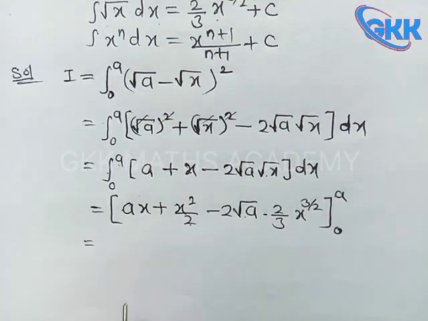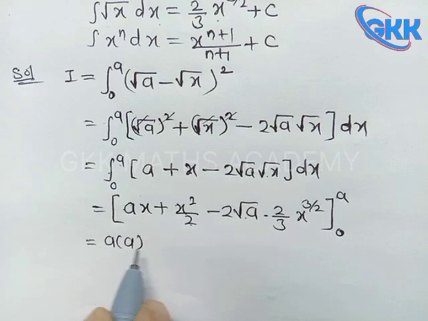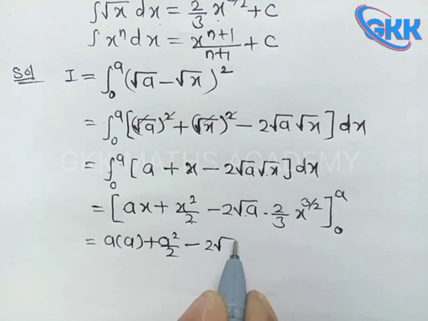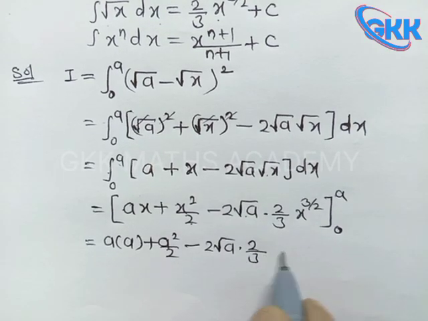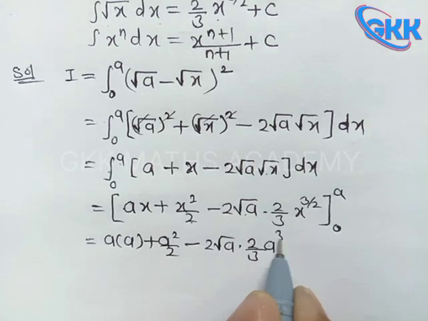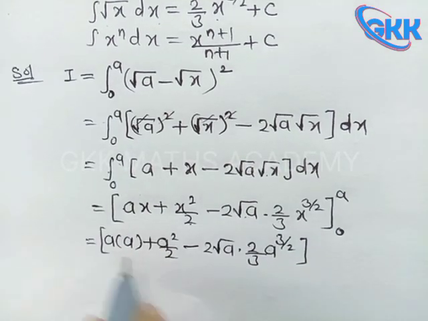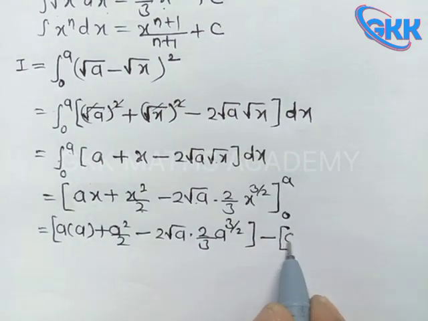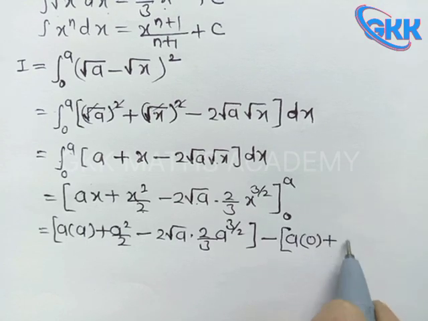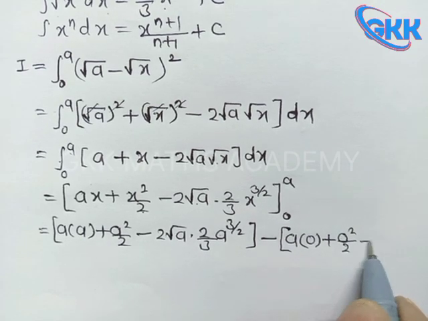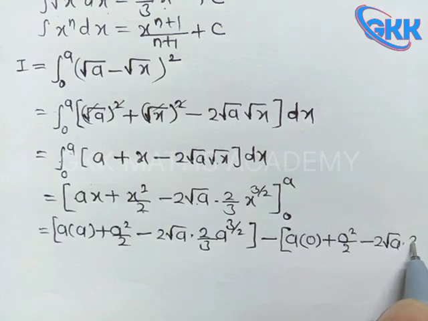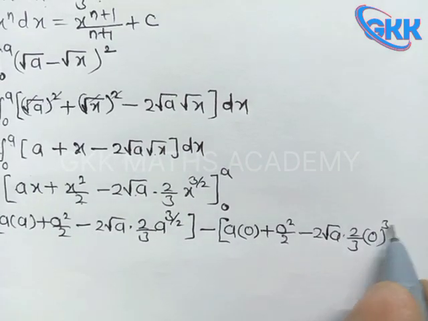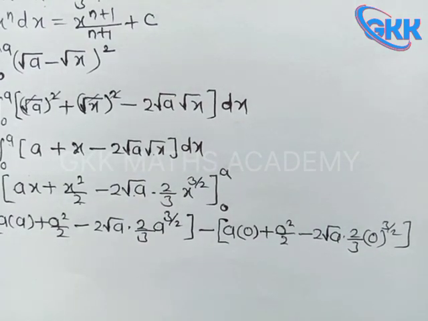Now we are substituting the upper limit. In place of x, what are we substituting? The upper limit, a. So a times a, a square upon 2, minus 2 root a times 2 upon 3 a power 3 upon 2. This is the upper limit minus lower limit. Lower limit means in place of x, 0: 0 plus 0 square upon 2 minus 2 root a, 2 upon 3, 0 power 3 upon 2. This is the lower limit.